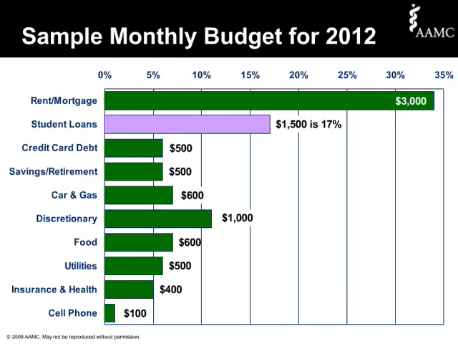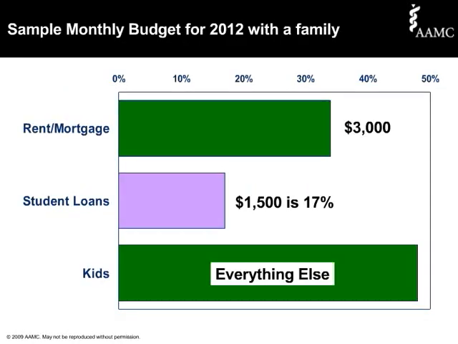You might not think that's reasonable if you're a family person. So here's what the budget looks like if you have children. You can do it, but they take everything. I have 2 of my own. I love them dearly. They are many, many things, but inexpensive is not one of them. This slide's mostly a joke, so let's move on.